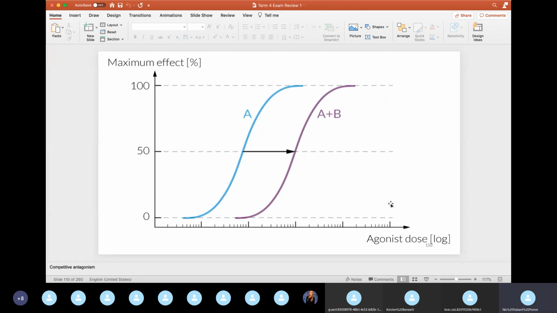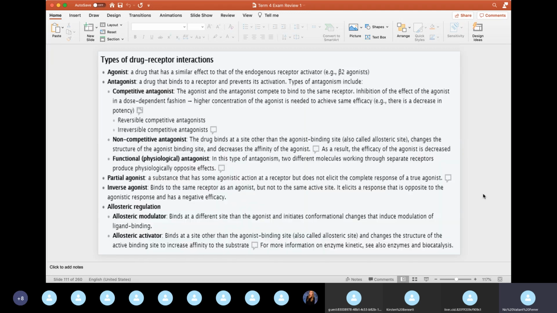This is another thing about potency that we talked about. This is competitive antagonism. We talk about agonist, antagonist, partial, inverse agonist, right? They bind to the same receptor but not to the active site. There is a response but opposite to the agonistic response. And you have some allosteric regulation there.